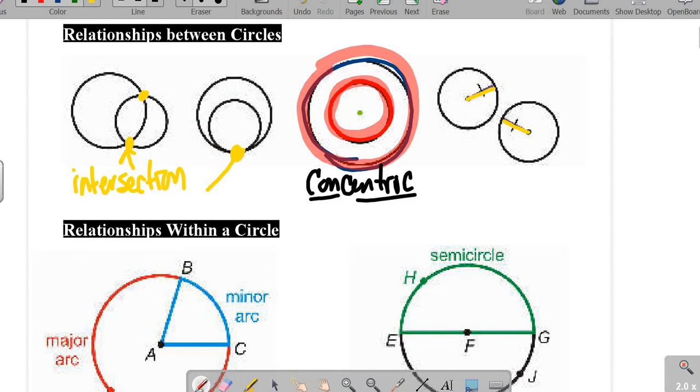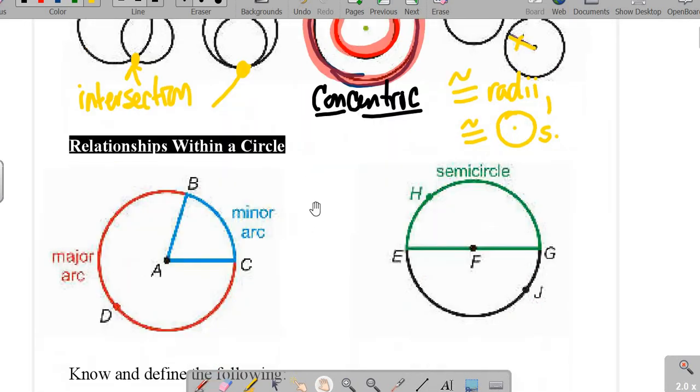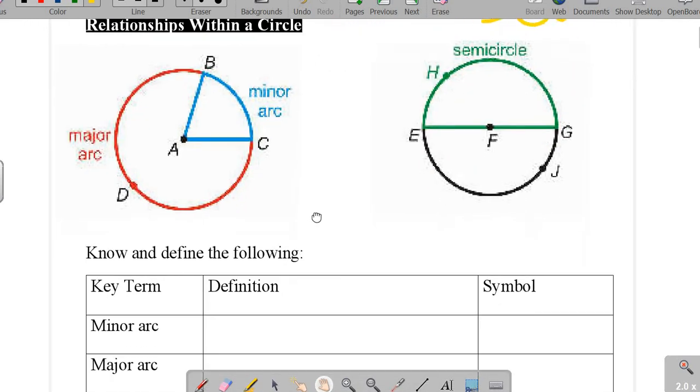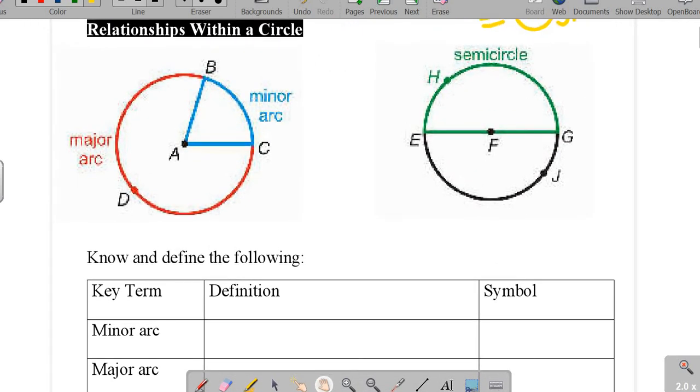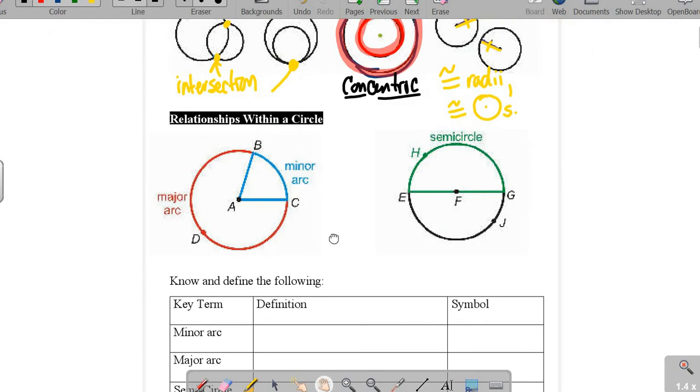Trace those radii, please. Notice the radii are congruent. This is pretty easy to understand. If you have congruent radii in a circle, or circles, plural, then you have congruent circles. Congruent radii, congruent circles. So that's circle parts. Now we're going to focus on arcs and angles.